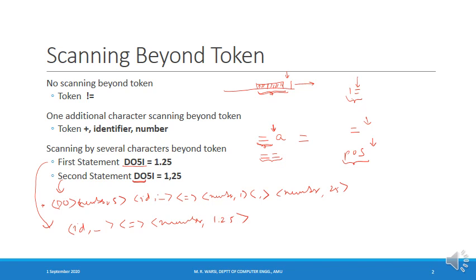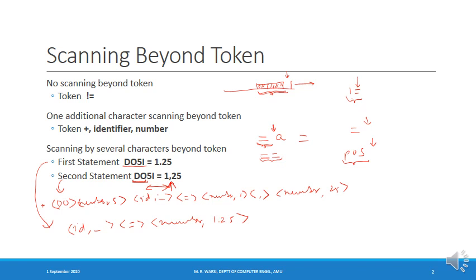Until and unless I scan up to this point and see the comma, only then will I come to know that do is actually a token. So in order to recognize do as the token, I will have to scan up to this point. So scanning by several characters is required in order to recognize do as a token.